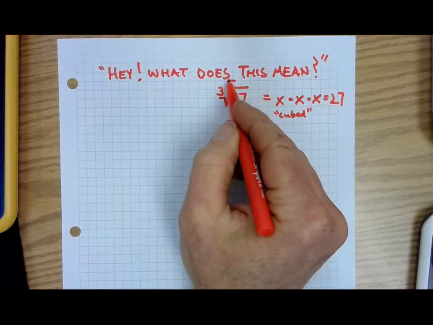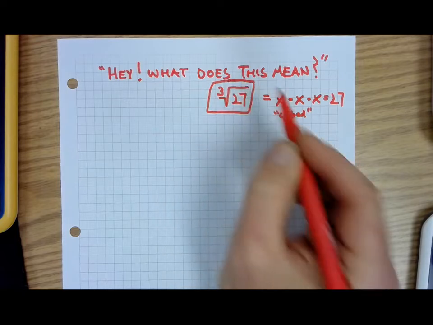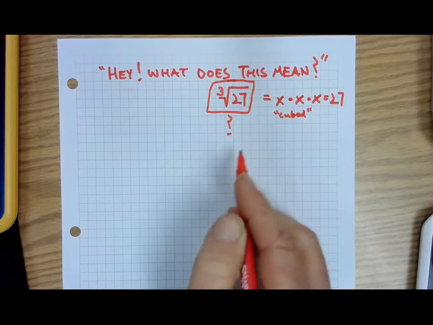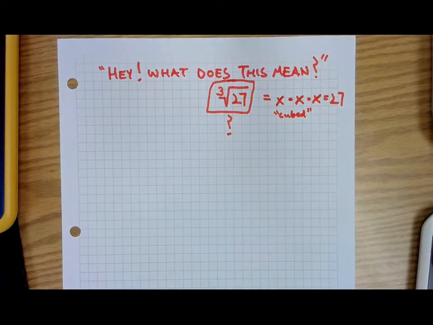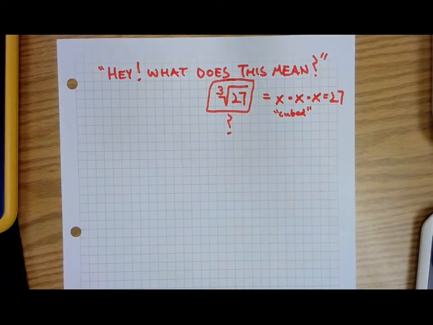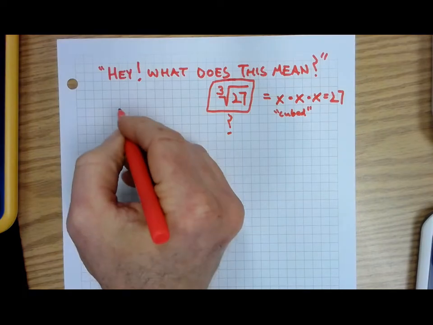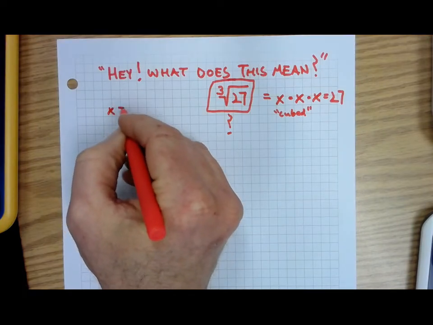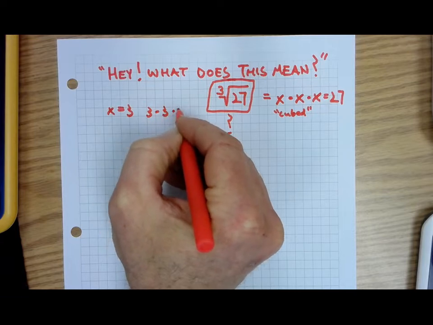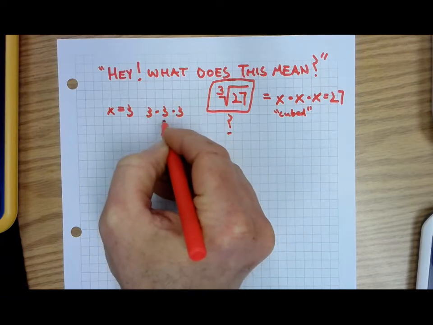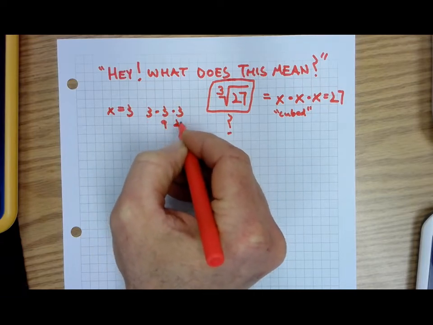But think of this more like a question asking. It's asking, hey, what number times itself 3 times equals 27? Which, through guess and check, we can figure out that in this case, 3 is the answer, because we can do that as a proof. 3 times 3 is 9, and 9 times 3 is 27.